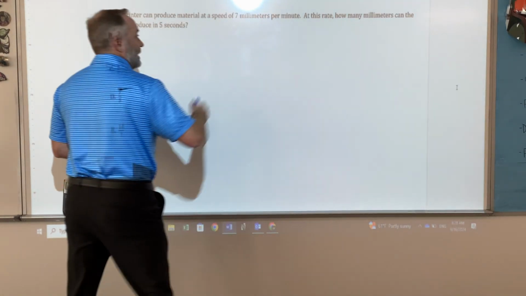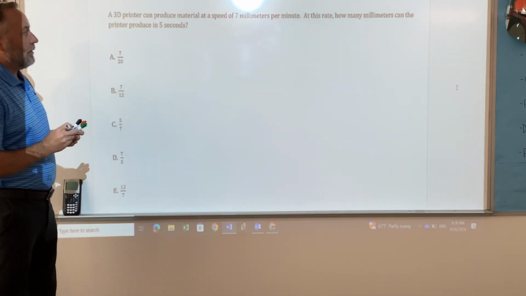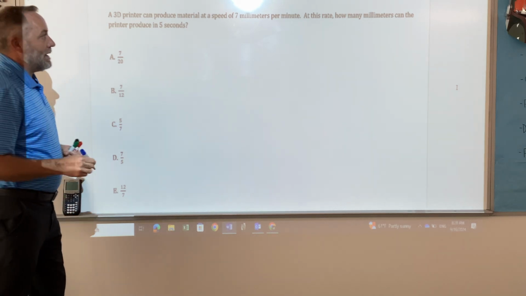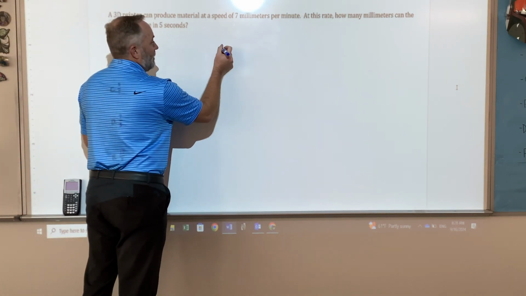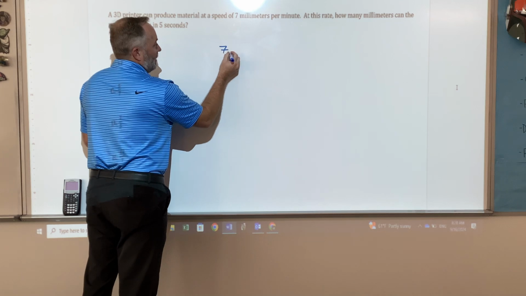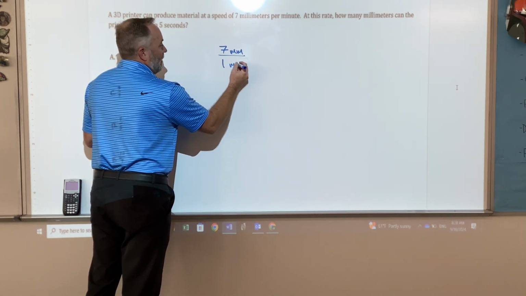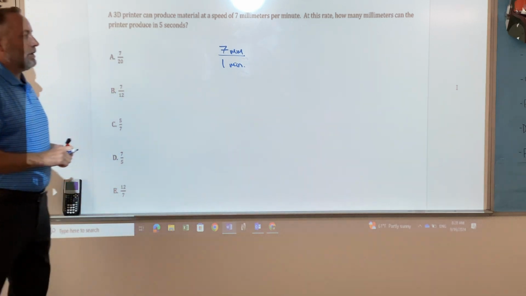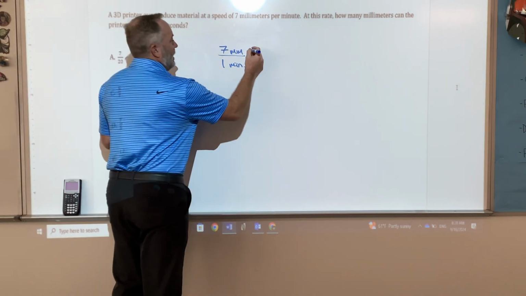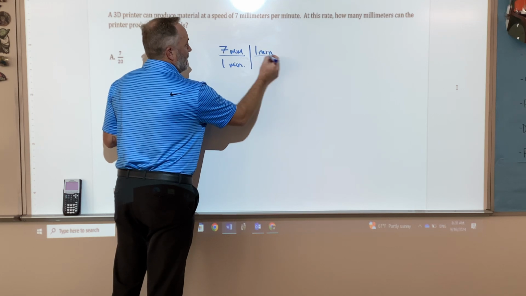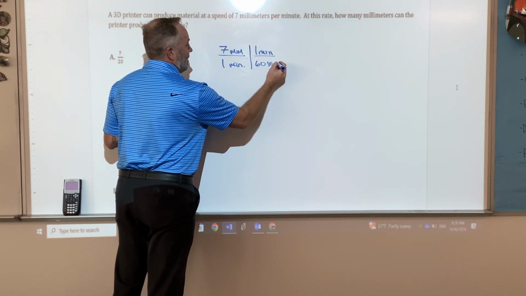There's 60 seconds in a minute, so if we wanted to find out how many millimeters it could produce in 1 second, we would just take the 7 millimeters per minute. Sometimes it looks like this. You set it up like that, 7 millimeters per 1 minute, and then you do something like this. 1 minute is 60 seconds.